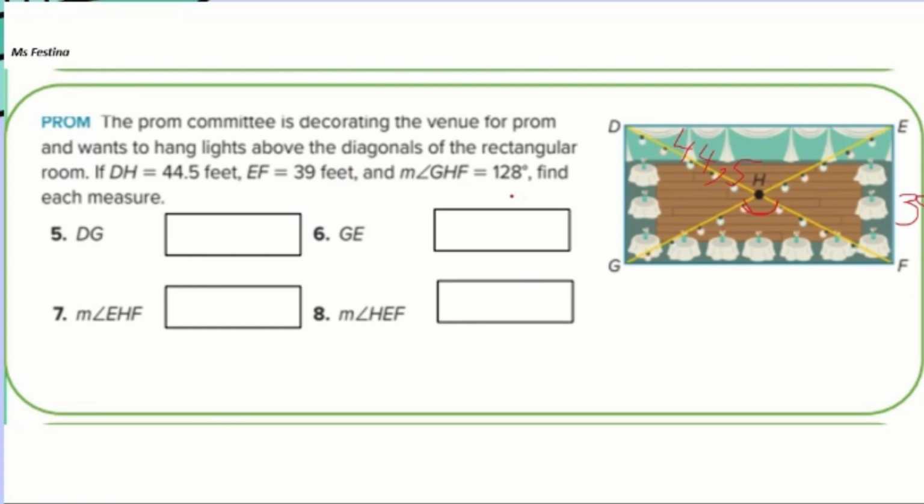So they want us to find each measure. So DG, because this is a rectangle, DG will be equal to EF. Opposite sides of a rectangle are equal, so this will be equal to that. So DG is therefore going to be 39. And then we have to find GE.